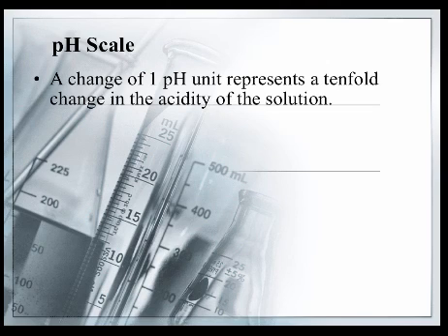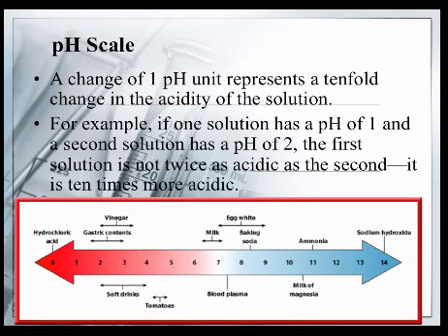Now the thing that's interesting about the pH scale is it's actually a logarithmic function. So a change in pH of 1 unit actually represents a factor of 10 change in the acidity. So that means if you go from a pH of 1 to a pH of 2, the solution isn't twice as acidic, but it's actually 10 times more acidic. And again, we just have some common household items as far as their pH.